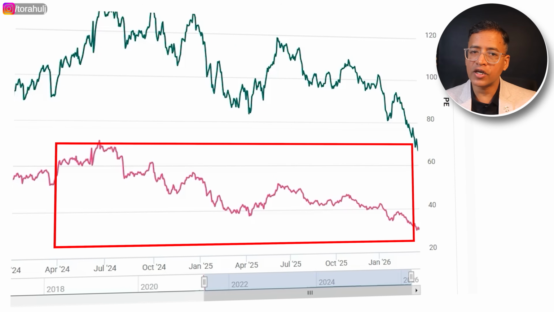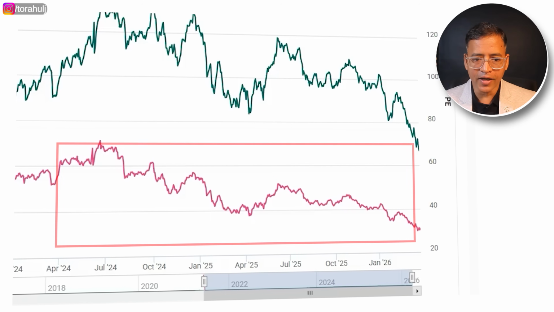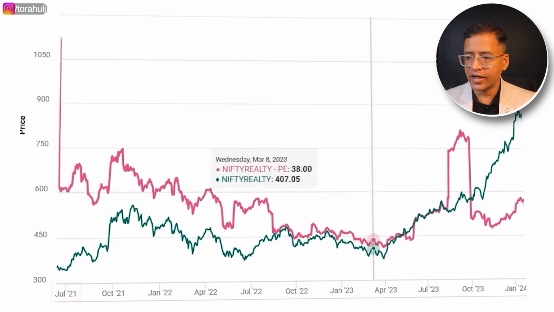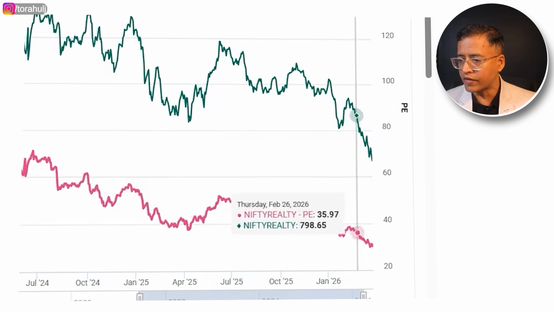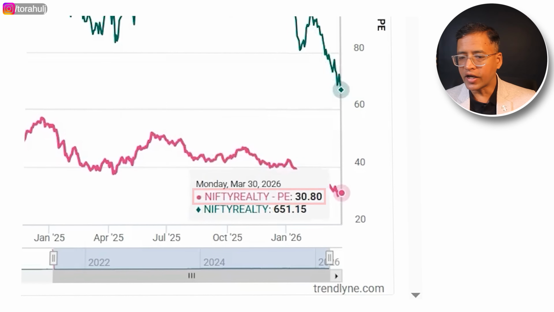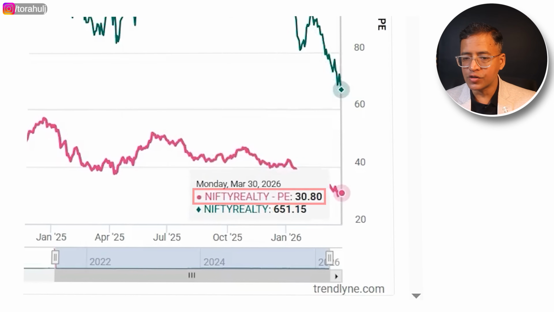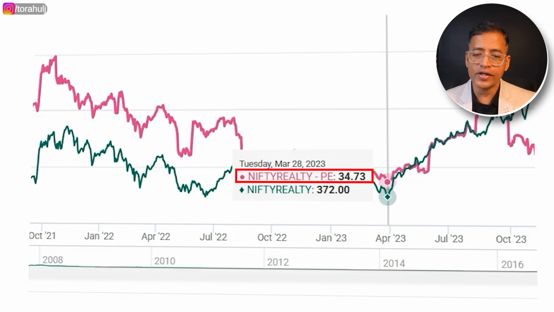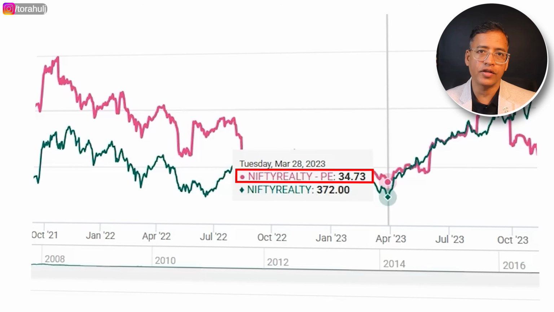The pink line is showing you the PE ratio of the Nifty Realty sector. If you go back to July 2021, which is almost 4-5 years of data points, the PE ratio right now is at the bottom, 30.80. The last time it dropped was to somewhere around 34.73, back in March 2023.